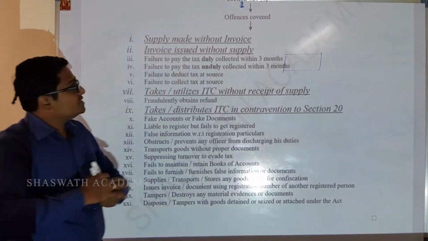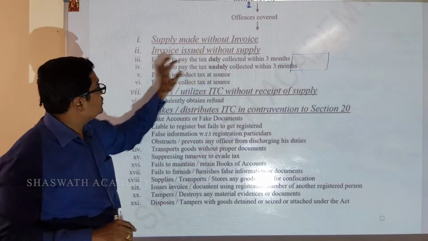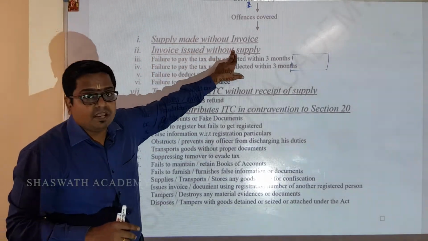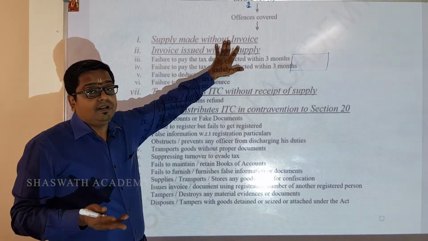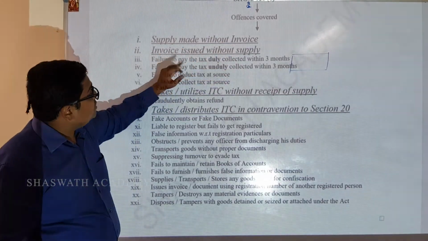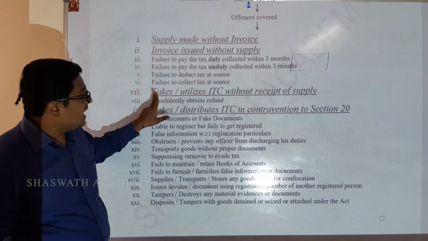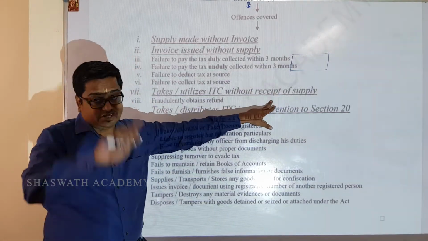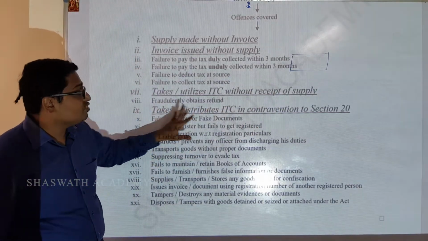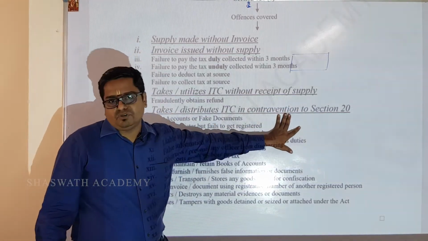Now my dear brothers and sisters, have a look at it just to make you understand. Clause 1, supply made without invoice. Clause 2, invoice issued without supply. Oh my goodness, supply made without invoice, that means without proper documentation you are making the supply of goods. And the second one, invoice issued without supply, is bill trading. Clause 7, takes or utilizes ITC without receipt of supply. My goodness, the recipient has been tracked now. Clause 9, takes or distributes ITC in contravention of section 20, which is ISD, input service distribution.